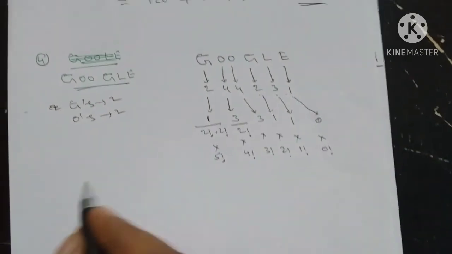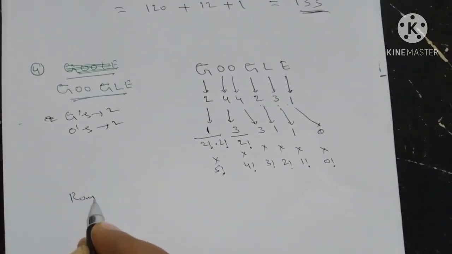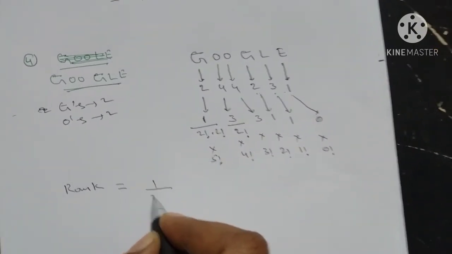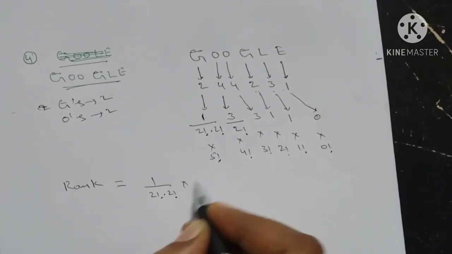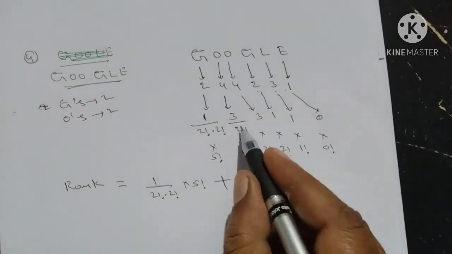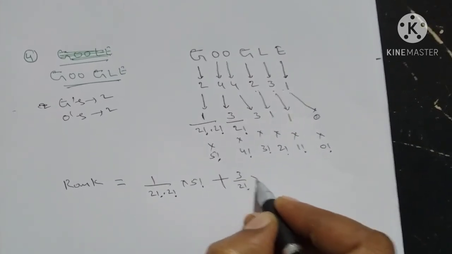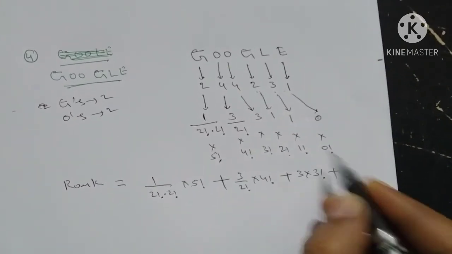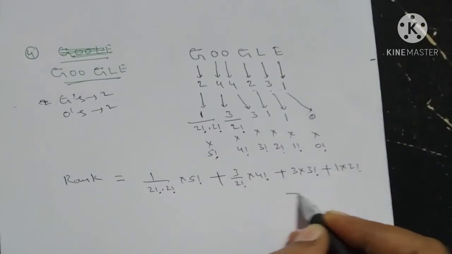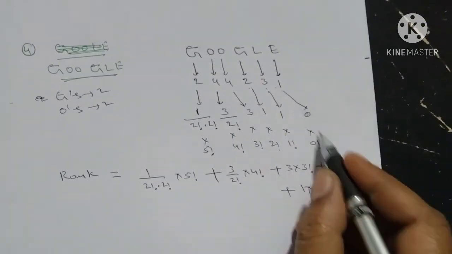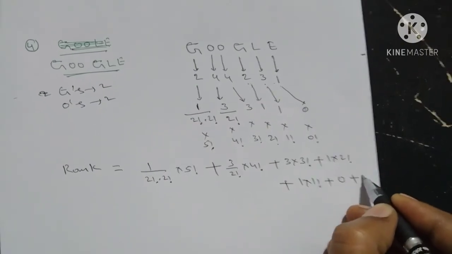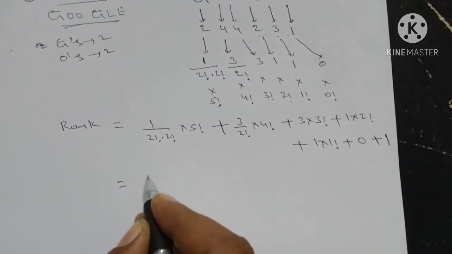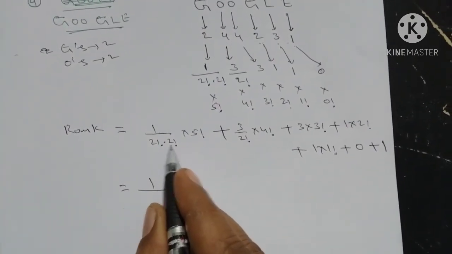Okay? Now the rank of the word Google equals 1 by 2 factorial into 2 factorial into 5 factorial, plus 3 by 2 factorial into 4 factorial, plus 3 into 3 factorial, plus 1 into 2 factorial, plus 1 into 1 factorial, plus 0 into 0 factorial is 0, plus adding 1 at the end. So 1 by 2 factorial into 2 factorial.